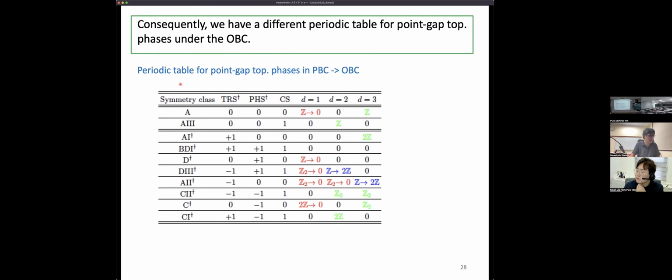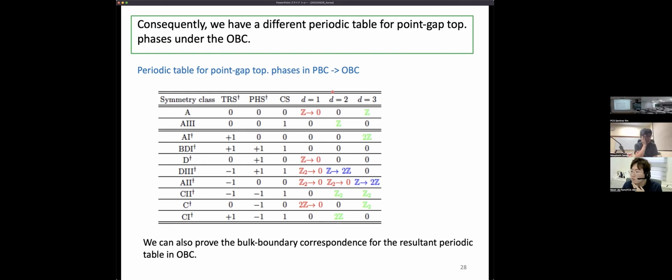So here I summarize how the periodic table changes from the periodic boundary condition to the open boundary conditions. This number corresponds to the topological number in the periodic boundary conditions, and this number is the possible topological number in the open boundary conditions. Now the one-dimensional topological number becomes trivial, and this topological number becomes an even number, because an odd integer already implies the presence of the skin effect. So anyway, we have a different periodic table for point gap topological numbers under the open boundary conditions. Finally, we can also prove the bulk-boundary correspondence for the resultant periodic table in the open boundary conditions.